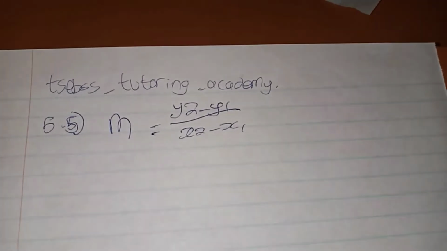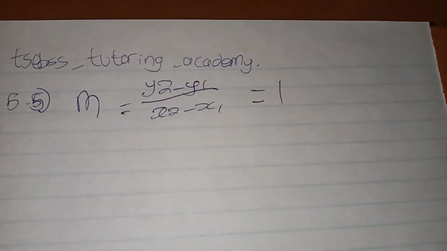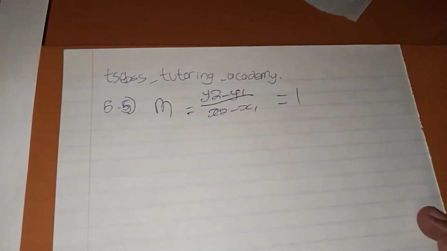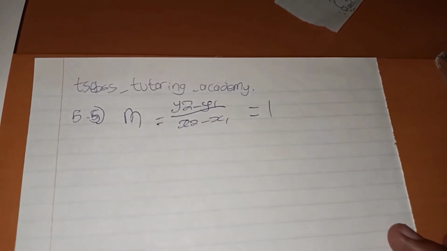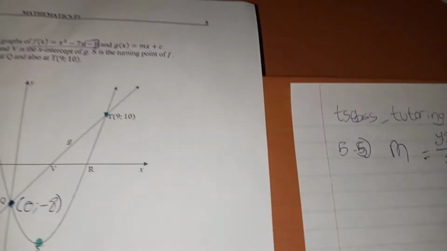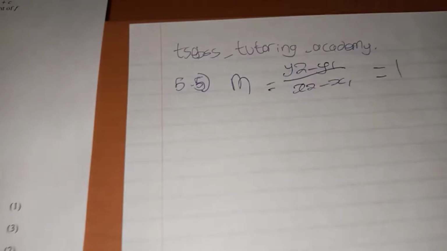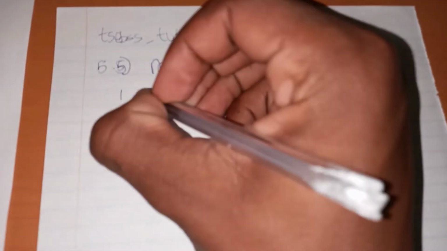So M is equal to y2 minus y1 over x2 minus x1. That's the average gradient between 2 points. And we are told that between T and W, this average gradient is 1, right? But then the y2 and y1 and x2 and x1 represent the points. So let's just substitute in the point of T, because T is one of the points that we have, right? So we'll have the y value of T, which is 10, minus y.